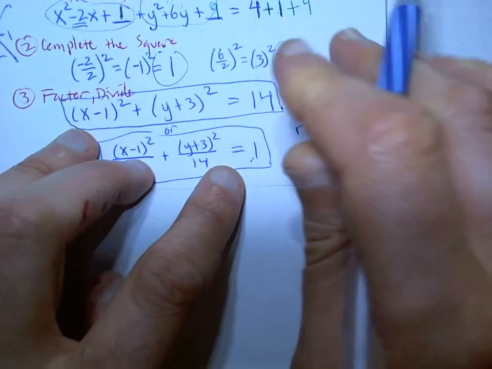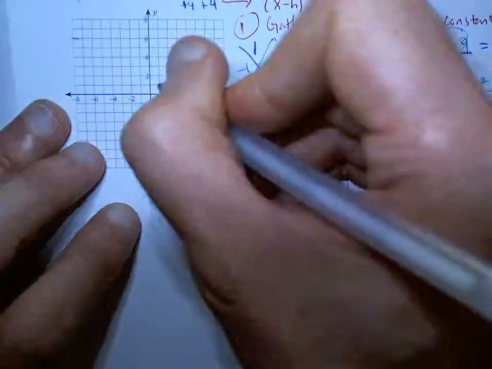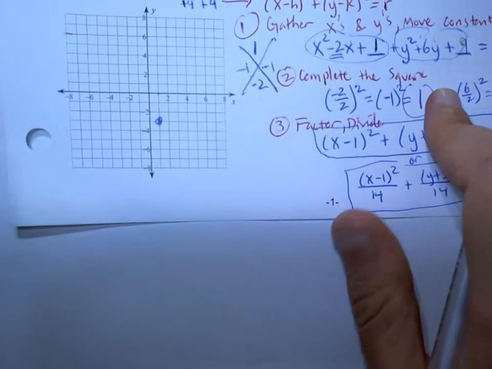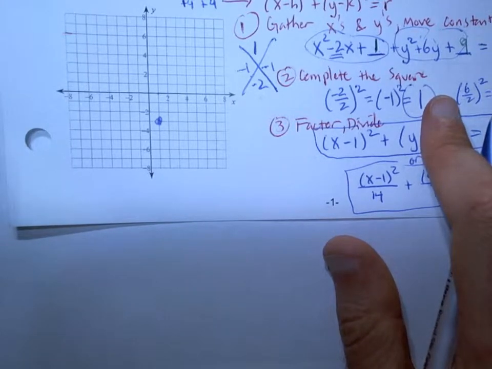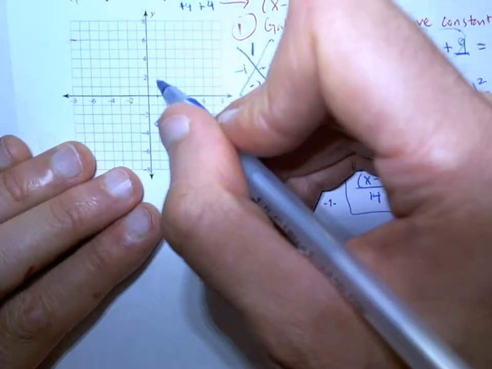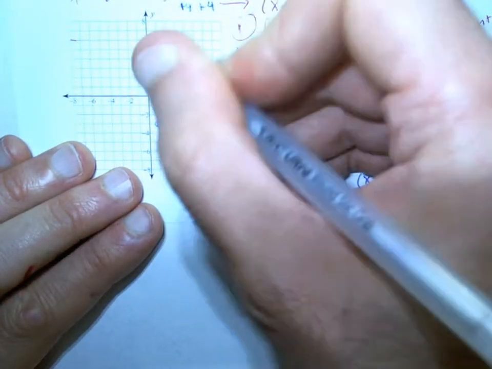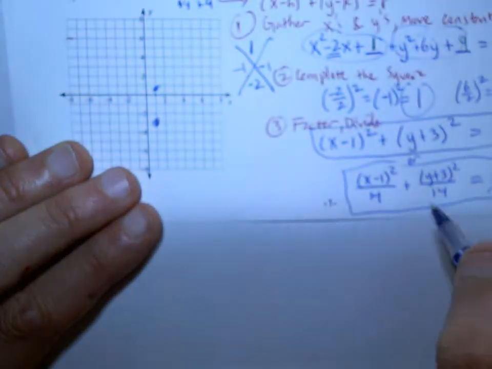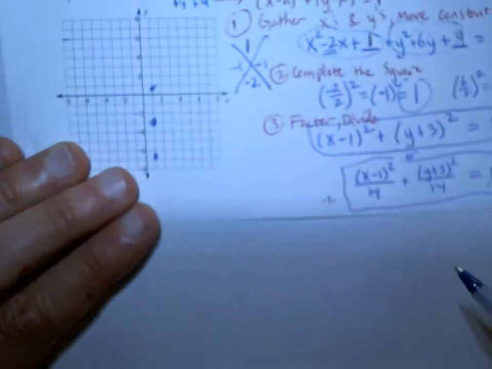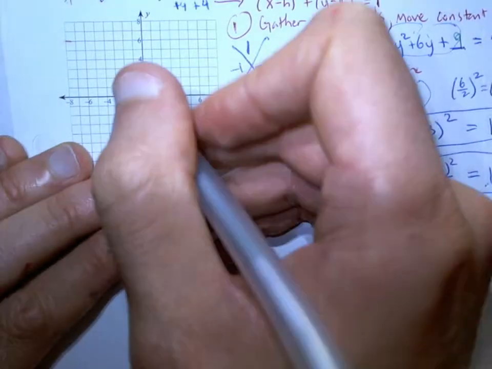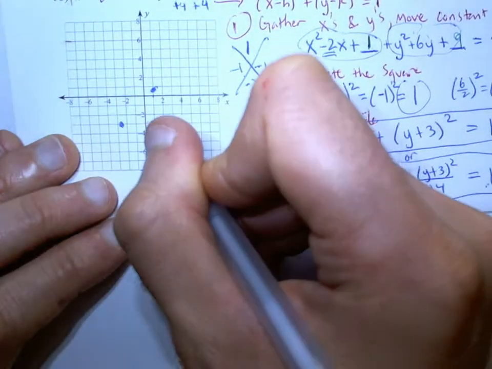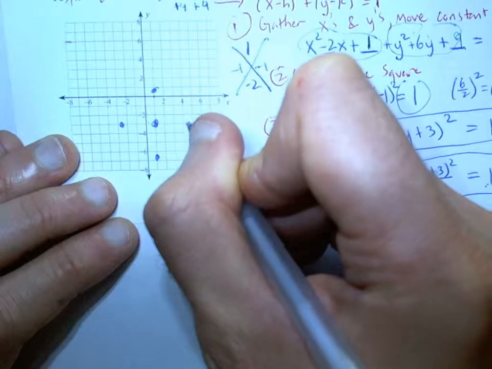So let's go 1, -3. Let's go ahead and graph that. There it is. That's my center. Okay, let's go ahead and do our radius. We're going to go square root of 14, which is between 3 and 4, a little bit more than halfway. So we're going to go up 1, 2, 3, a little bit more than halfway. We're going to go down 1, 2, 3, a little bit more than halfway. We're going to go left 1, 2, 3, a little bit more than halfway. We're going to go right 1, 2, 3, a little bit more than halfway.